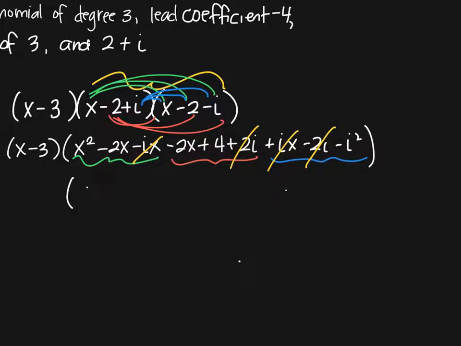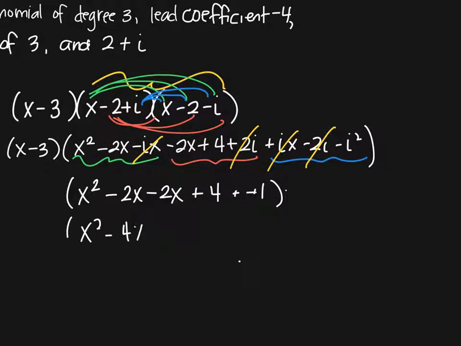And so you're really only left with x squared minus 2x minus 2x plus 4 minus i squared. And we all know that i squared at the end should get changed to what value? Negative 1. So if that changes to negative 1, then I'm going to have a minus negative 1, which would give me actually a plus 1. So this will simplify all the way down to x squared minus 4x plus 5.